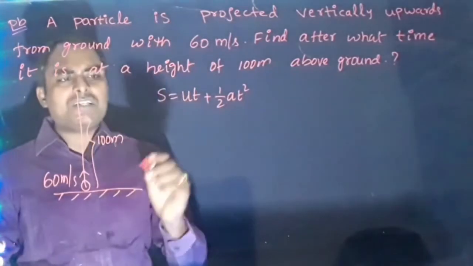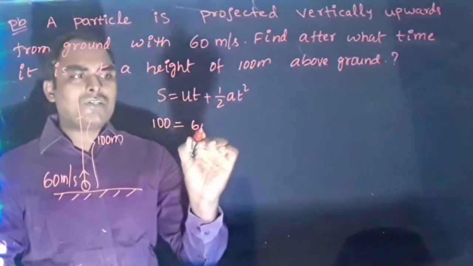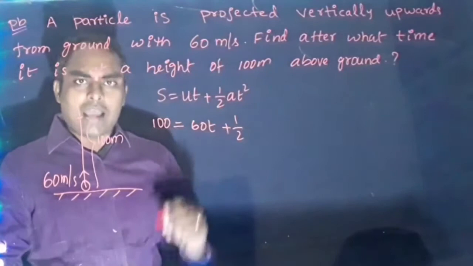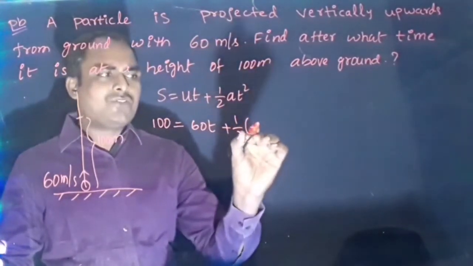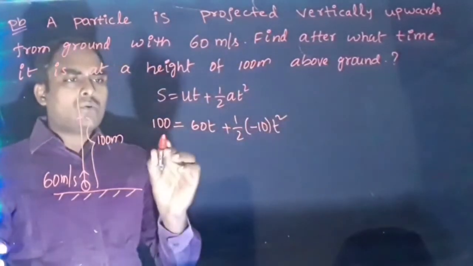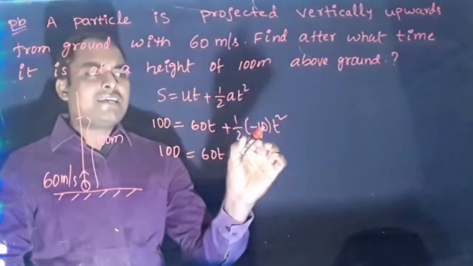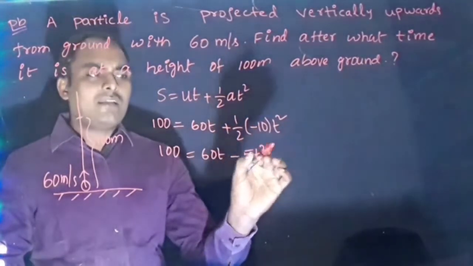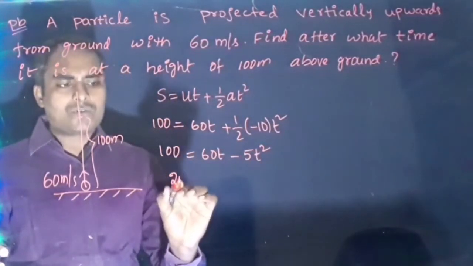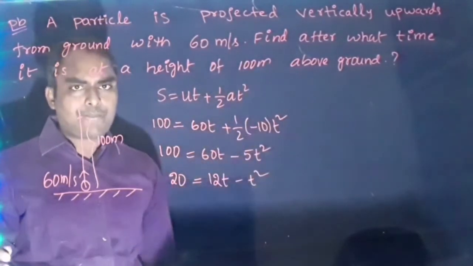So here displacement is plus 100 meters, initial velocity plus 60, time we need to find, plus half, acceleration is the acceleration due to gravity, minus g, the g value 10, into t square. So here 100 equals 60t minus 10 by 2, 5t square. Let us cancel 5 on both sides. So 5 twenties, 20 equals 12t minus t square.